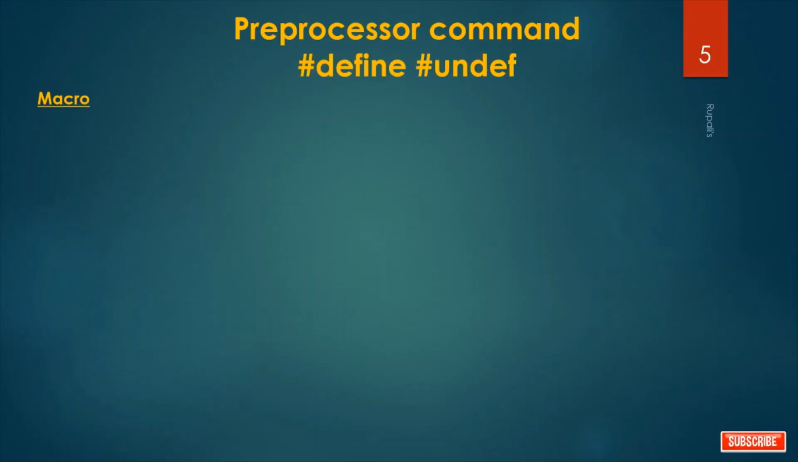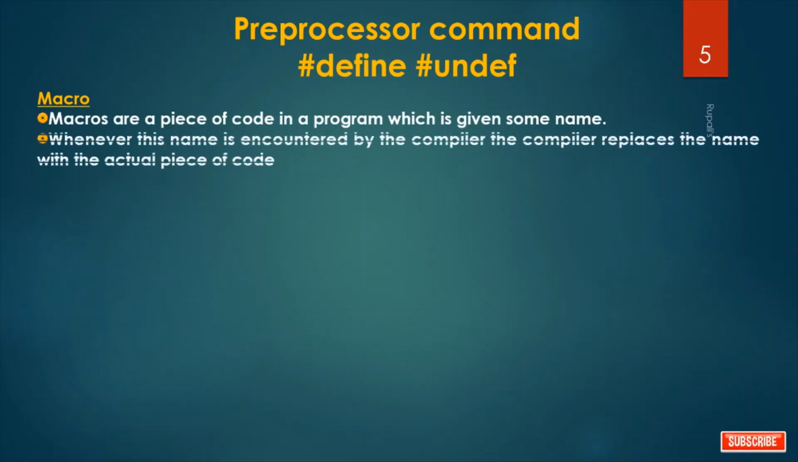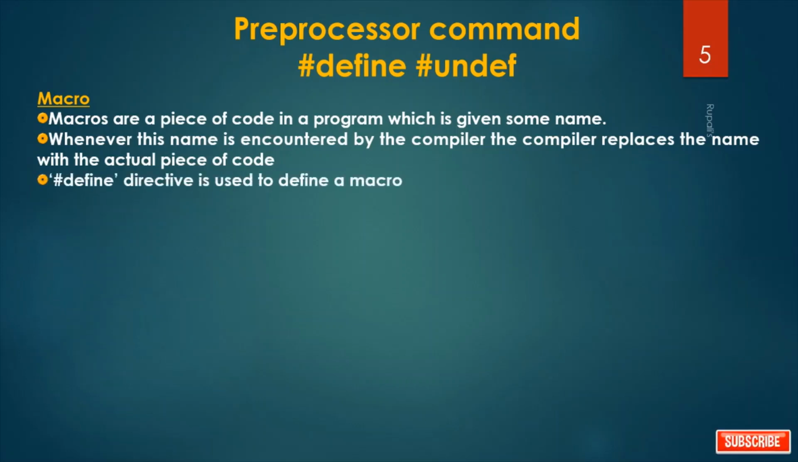So, hash define and hash undef. So what is a macro? Macros are a piece of code in a program which is given some name. Whenever this name is encountered, the compiler replaces the name with the actual piece of code. So a macro has some name, and in your total program, whenever the compiler gets that name, it replaces that name by the piece of code. The hash define directive is used to define a macro.